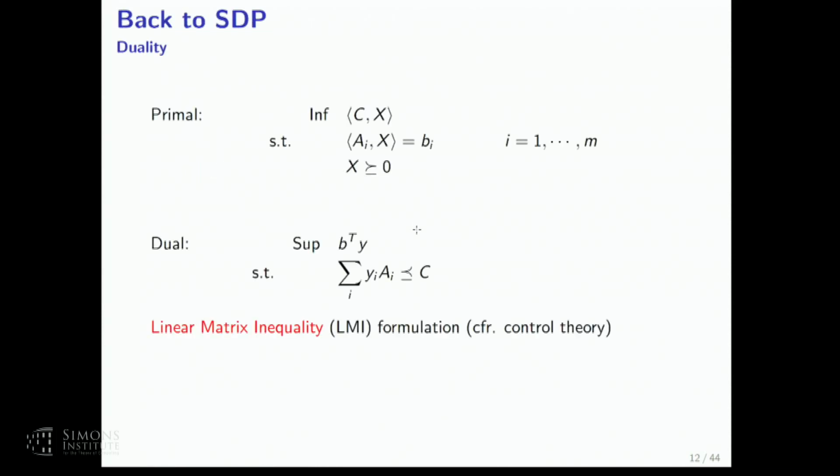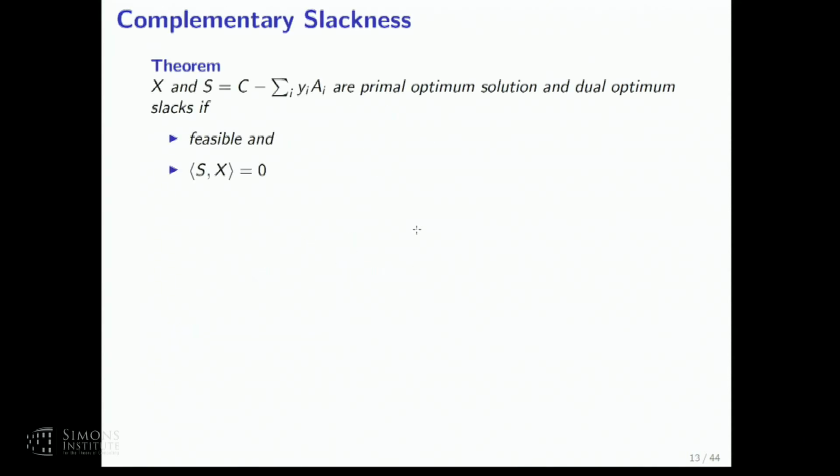Now, just to go back to SDP, that's just the primal and the dual. If you have a strictly feasible solution here and a strictly feasible solution there, then the inf is the min and the sup is the max, and you have equality.